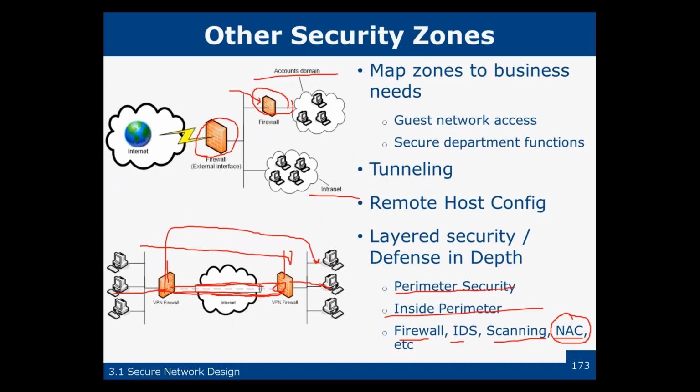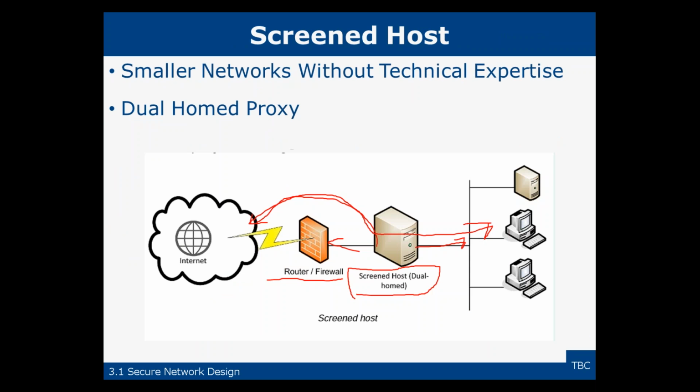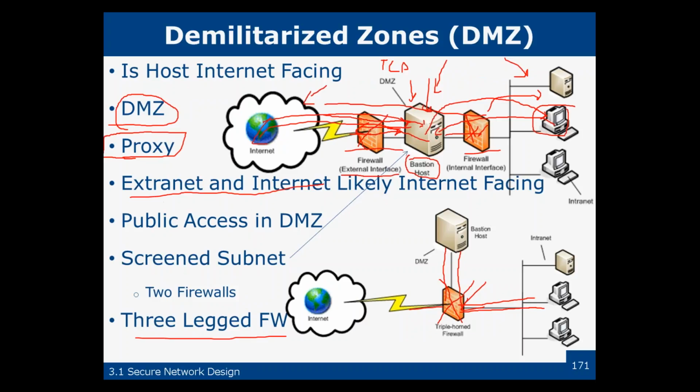How can a DMZ be implemented? There are a number of ways. You could use two firewalls, a screened host, or the three-legged firewall.